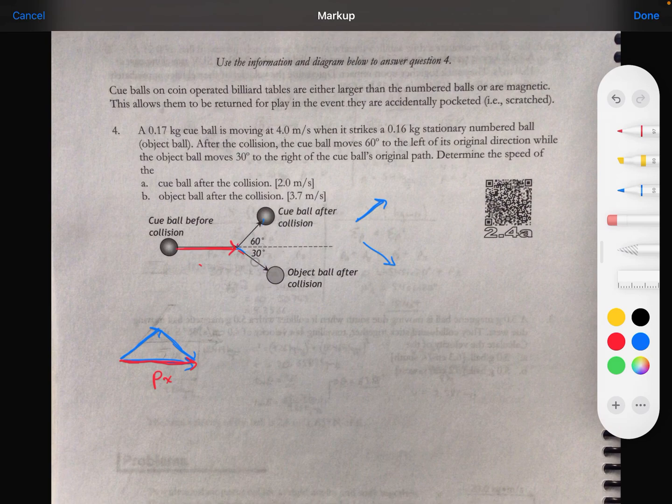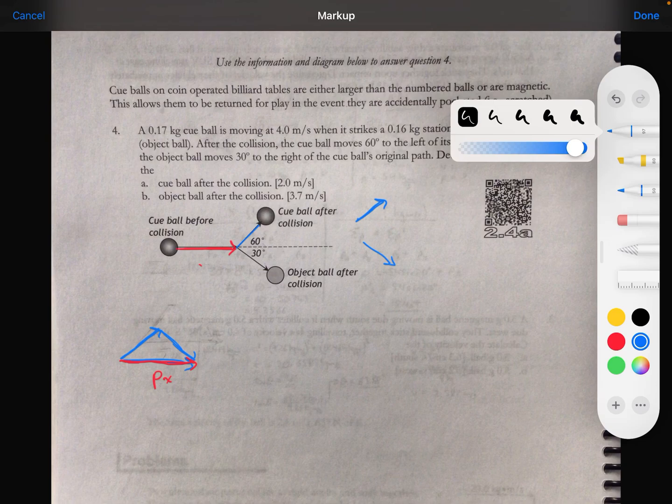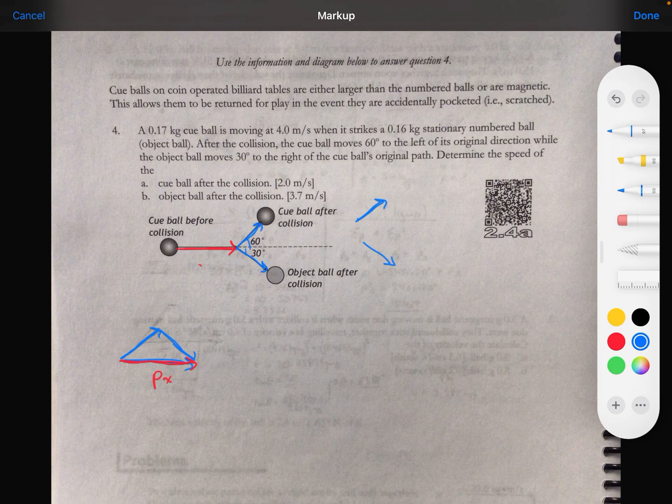Now, all of you guys have taken Math 20 and 30 and know how to use sine law and cosine law. But what's even better here is the fact that you don't even need to. Look at these angles, 60 and 30. So this guy makes a 60-degree angle, because this is the momentum of the cue ball afterwards. This is the momentum of the object ball afterwards. The object ball makes a 30-degree angle with the horizontal. So that's also, this one would be 30.